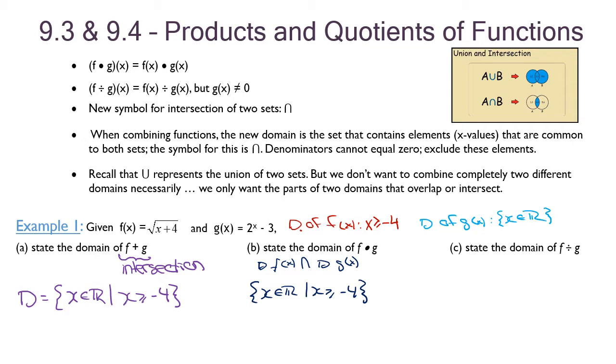Look up here at our original, our second bullet. g at x cannot equal 0. So our denominator cannot equal 0. And our denominator in this case is g. So g is 2 to the power of x minus 3. That cannot equal 0. And I bring the 3 over. 2 to the power of x cannot equal 3.